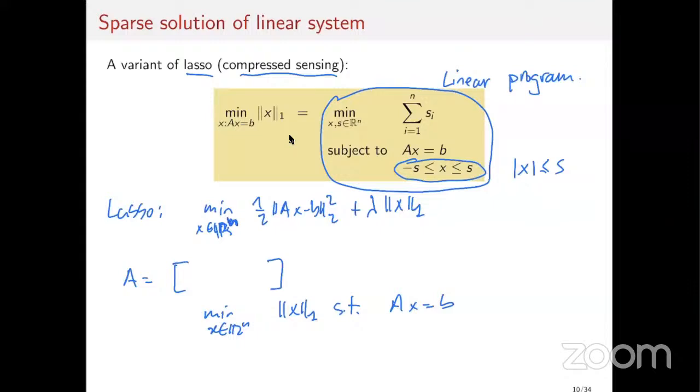Obviously, if you want to find a solution to a linear system with minimum infinity norm, you can also frame this as a linear program as well.